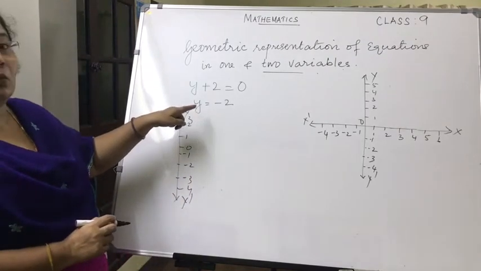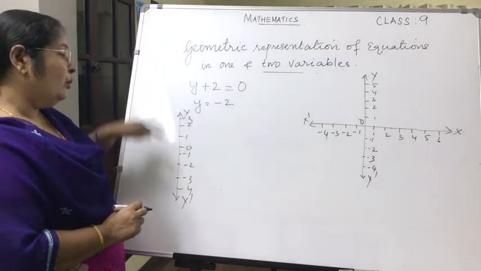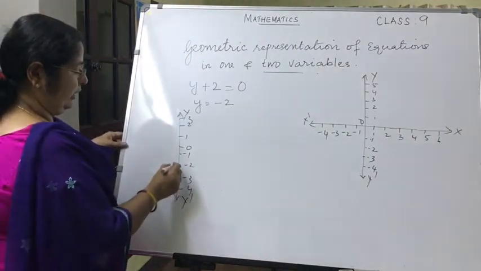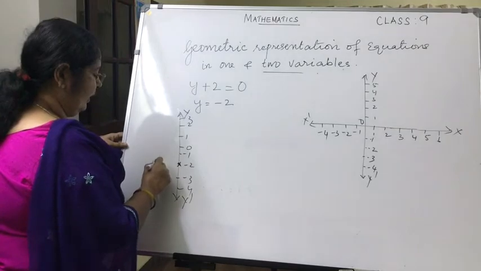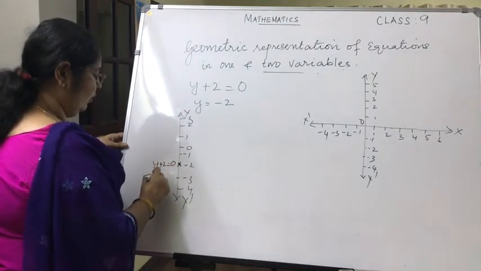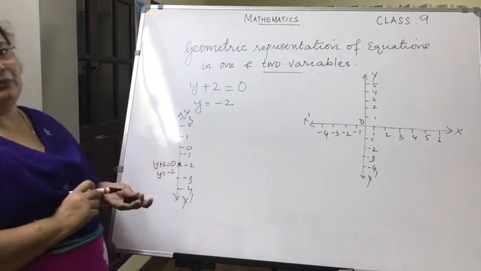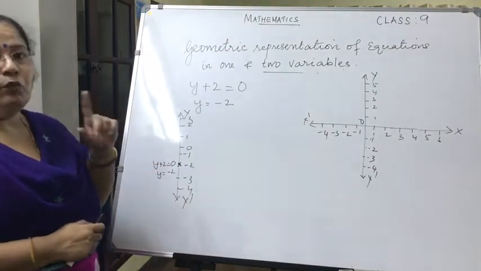Now what is this? Y is equal to minus 2. Where is y equals minus 2? Along the negative side, minus 2. So this is y plus 2 equals 0, or y is equal to minus 2. That is the representation in one variable.